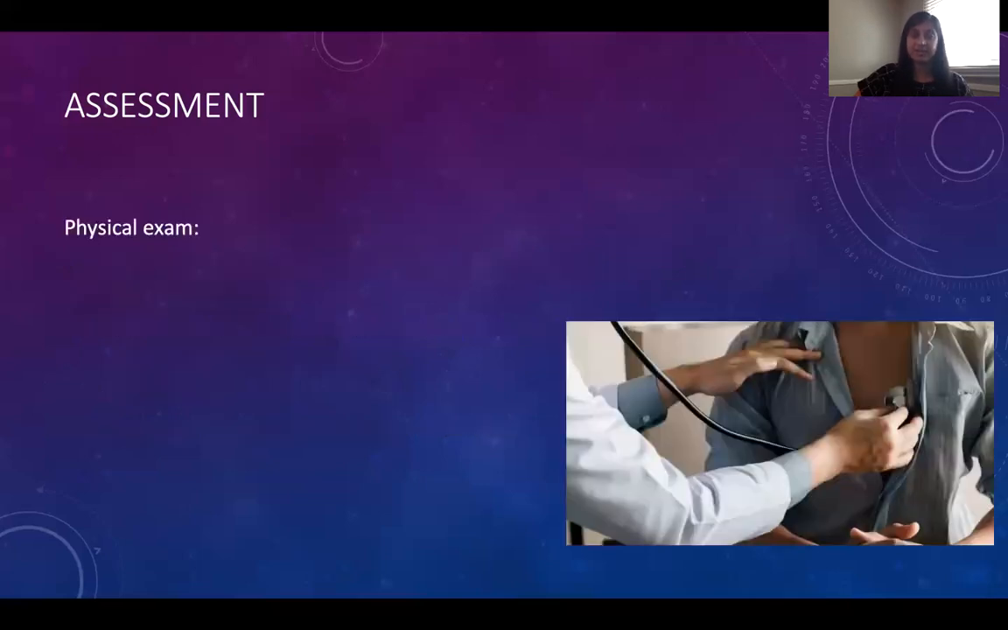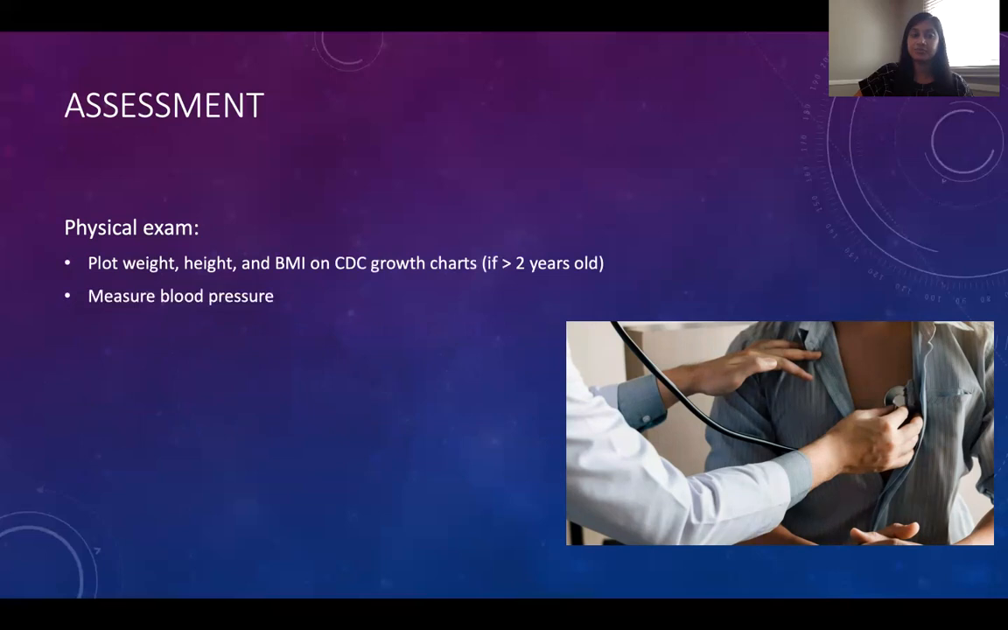Now we get into your exam. So of course, the first thing you want to do is plot your weight, your height, and your BMI on the CDC growth chart if they're over 2 years old. But you're going to use the WHO growth chart if they're under 2.